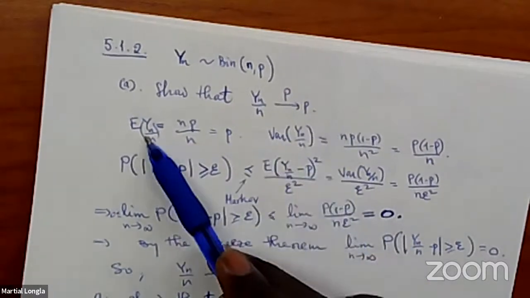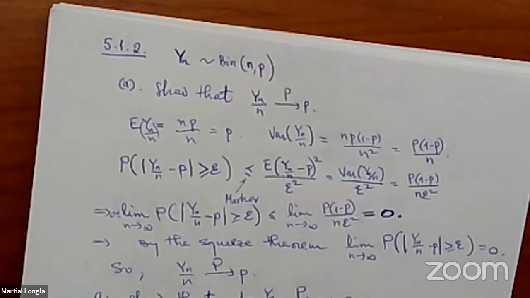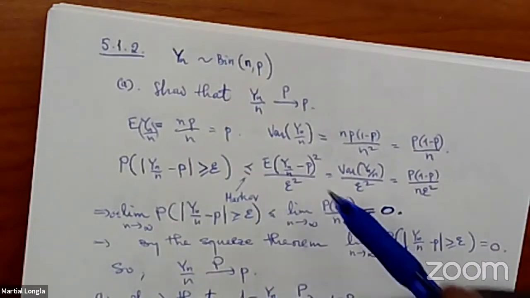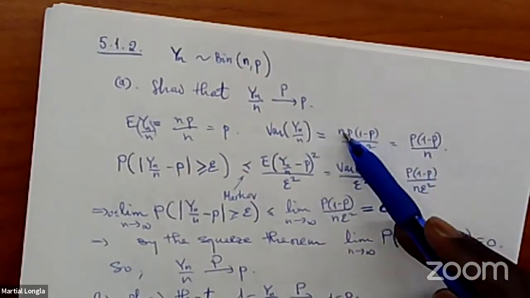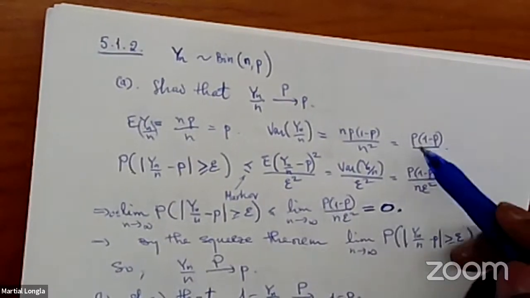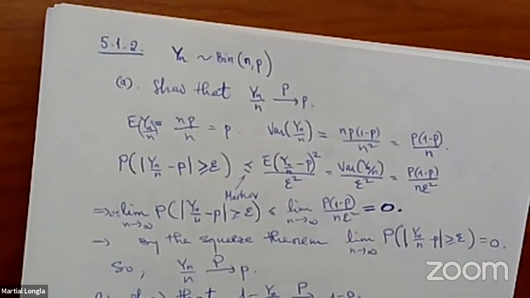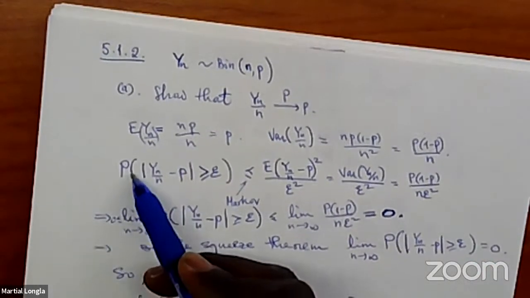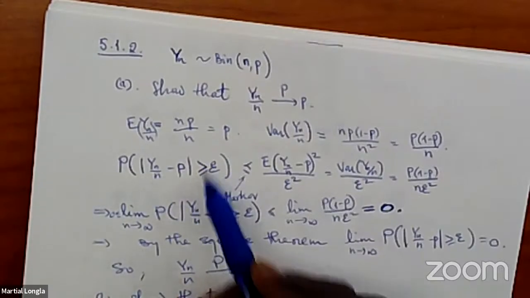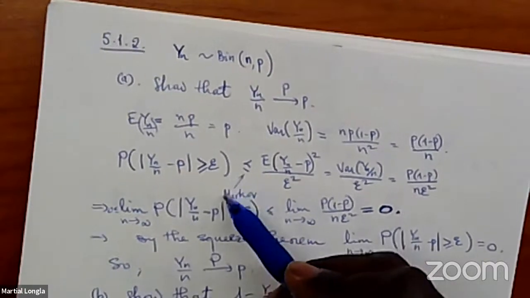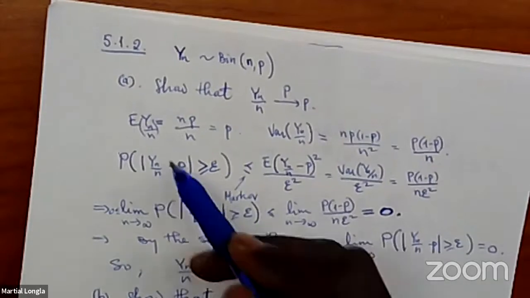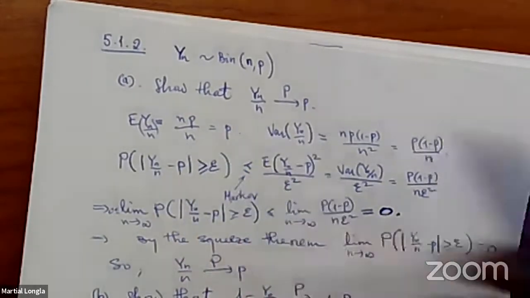First of all, you find the expected value. The expected value is equal to p. Okay. You find the variance. We know that it's n times p times 1 minus p over n squared, so it's p times 1 minus p over n. And then the probability that the absolute value of Yn over n minus p is larger than or equal to epsilon is less than or equal, using the Markov inequality. Of course, I'm squaring this. That's why I do that.